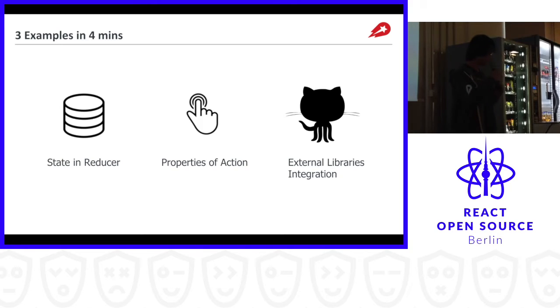In the upcoming slides, you will see three examples of TypeScript in React Redux. First is how to use read-only in the state of the reducer. Second, how we use the properties in the action so that we can avoid some errors we might make in JavaScript. Also, how external libraries work with TypeScript. Let's jump into the first topic.